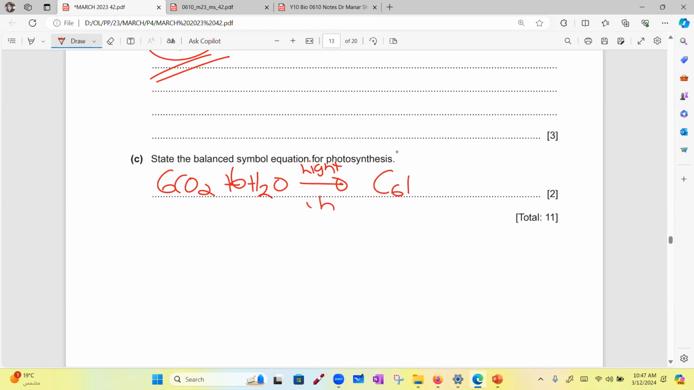C6, chloroplast, H12O6 plus. Yes, correct. Again, this is supplement. So paper 4 is all supplement. And on the night of the exam, because I will be bombarded with questions, I know, only study the supplement.